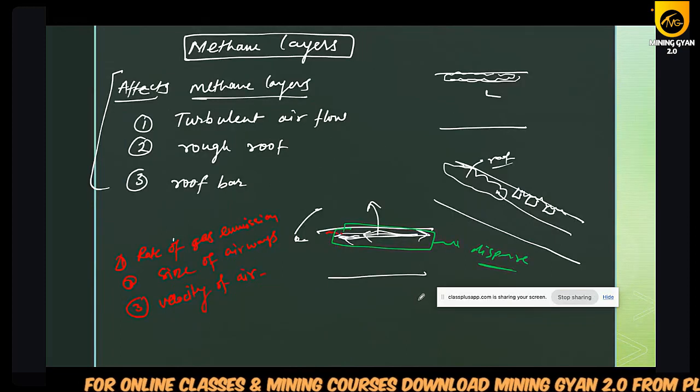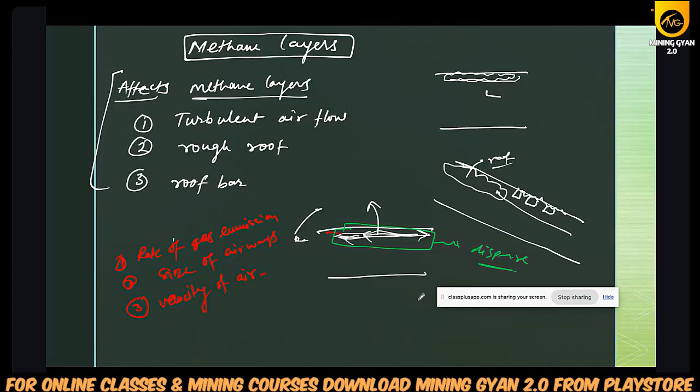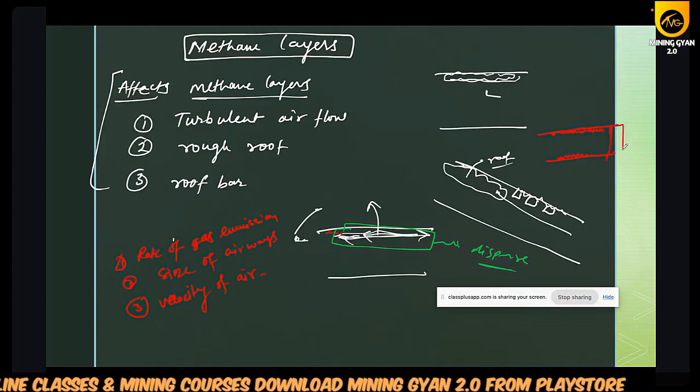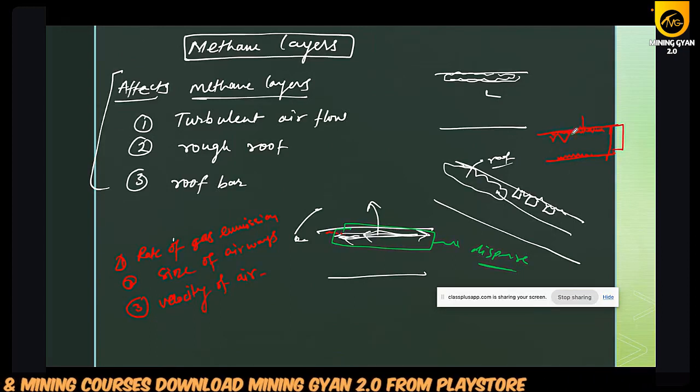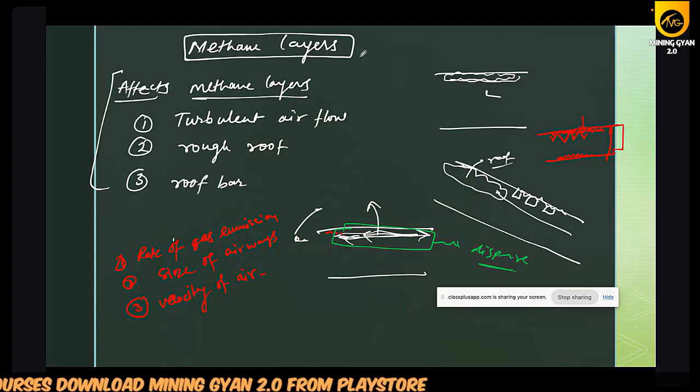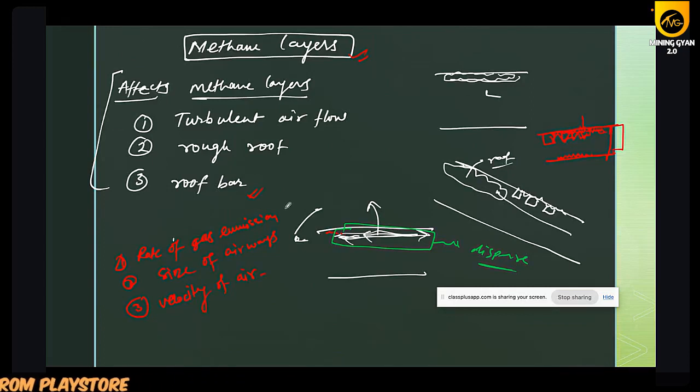Then we have seen the methane layer. The methane layer is also affected by turbulence, airflow, and roughness of the roof. I think I have properly explained the roughness of the roof. That means the roof is never smooth. Some roofs you are extracting have some roughness in the roof, and the footwall, face. So it also affects. If the roughness is high, it will also affect your methane layer. And roof bars, that means if you have left some bars in the roof, will also affect your methane layer.